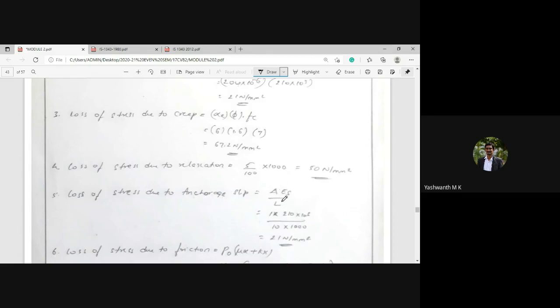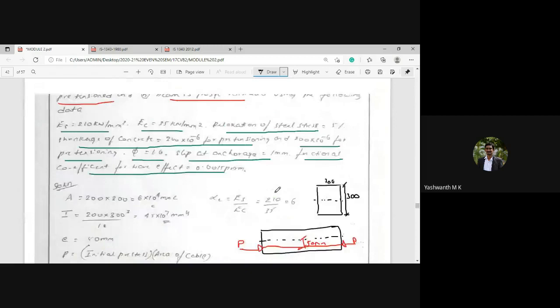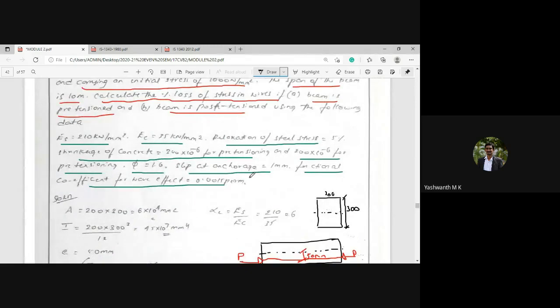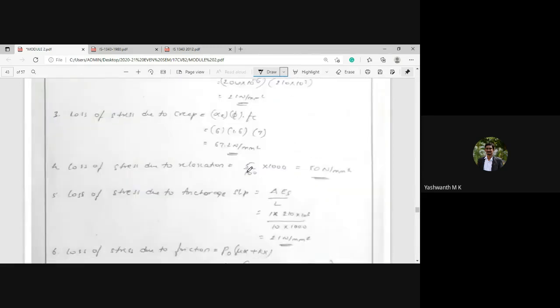Delta ES by L. So what is the delta? Slip on anchorage. Now please observe, nowhere have they been mentioned. They have been, what I can say, at both ends anchorage or something. Since they have not been mentioned, I am going to consider the anchorage as done at one end. Therefore it is delta ES by L.